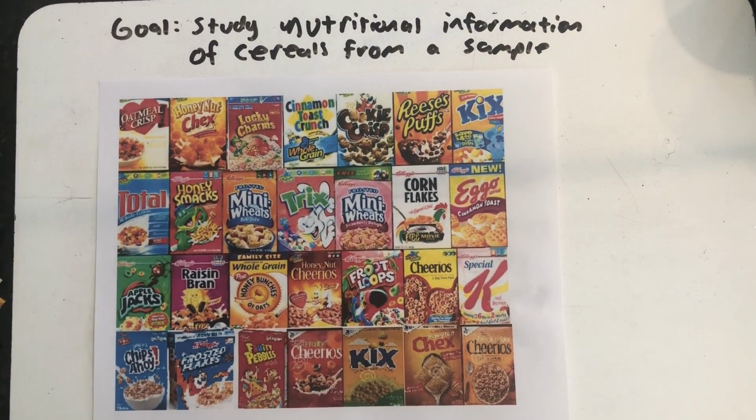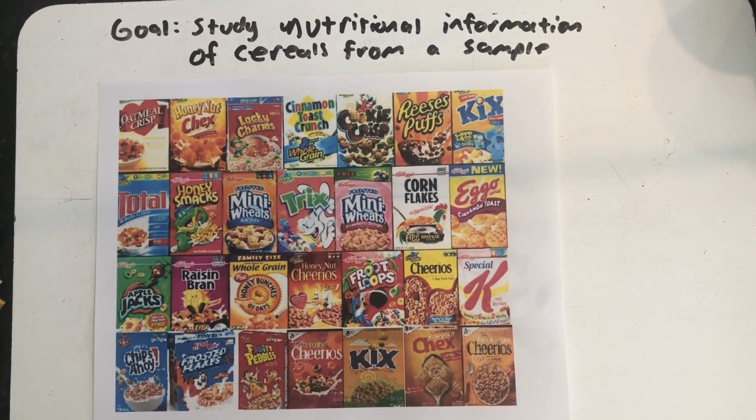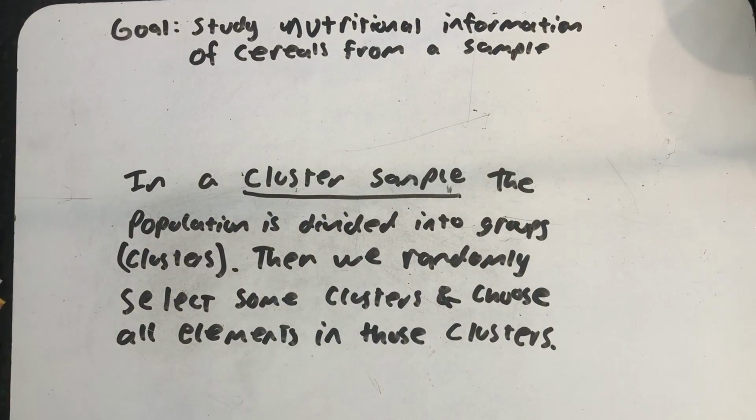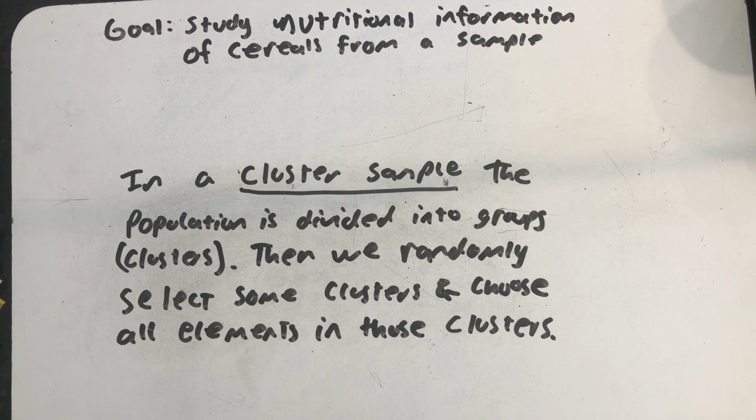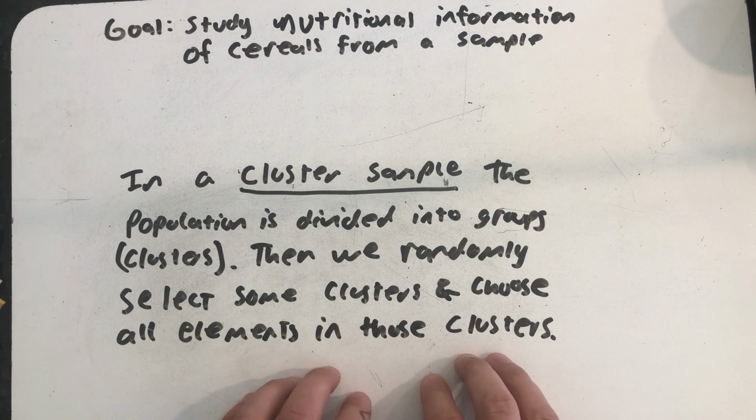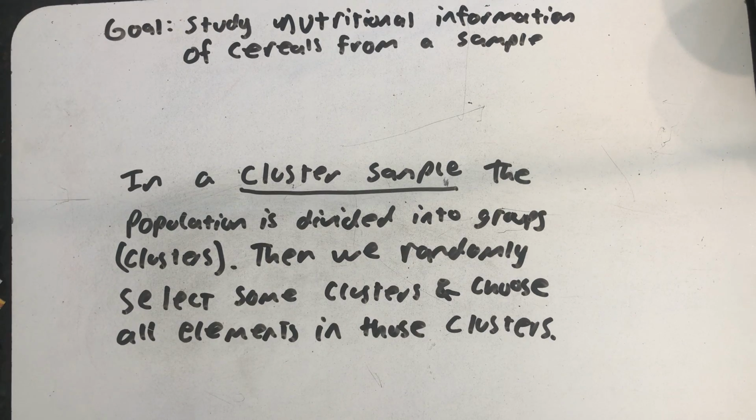To wrap up our discussion of sampling strategies, we're going to talk about the cluster sample. It sounds a little bit like the stratified sample to start. We divide our population into small groups, though the groups can actually be pretty large, called clusters. Then we randomly select some of the clusters and choose all of the elements in those clusters. And that's the difference between the cluster and the stratified sample.